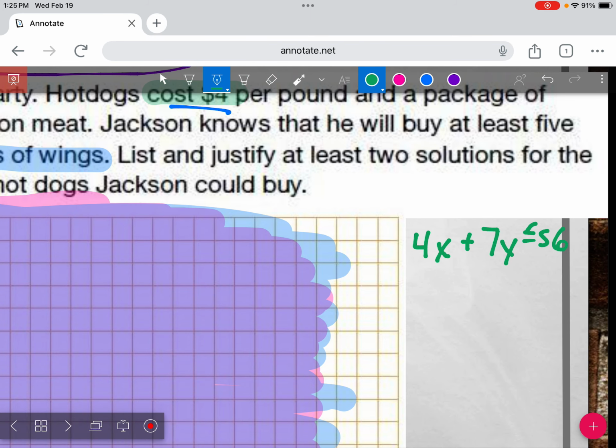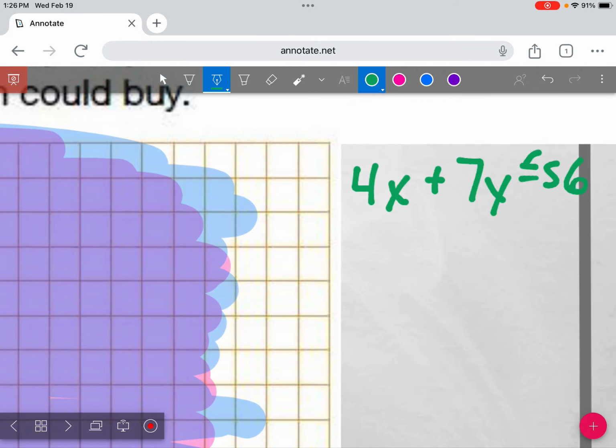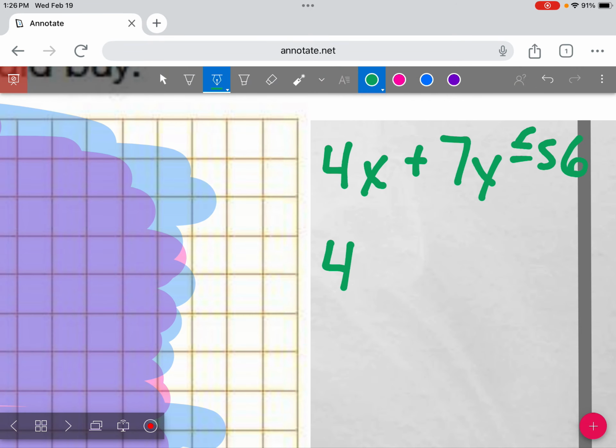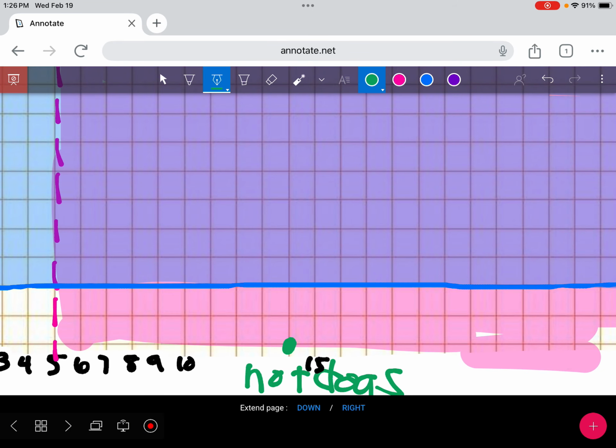Because for this equation, we are ignoring the purple stuff over here. We're ignoring our pink and blue where we care about how many. If he buys no wings, only hot dogs, and spends all of his $56, if he buys no wings, how many hot dogs could he buy? So if he buys no wings, he could buy 14 packs of hot dogs. So the very most number of hot dogs he can buy is 14.